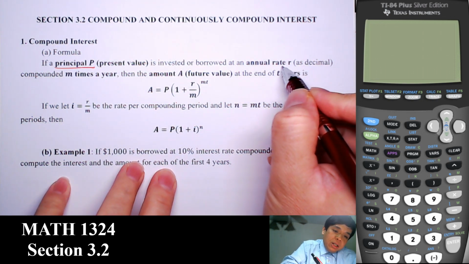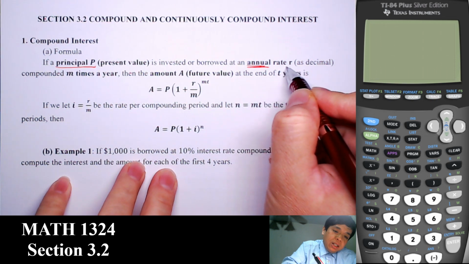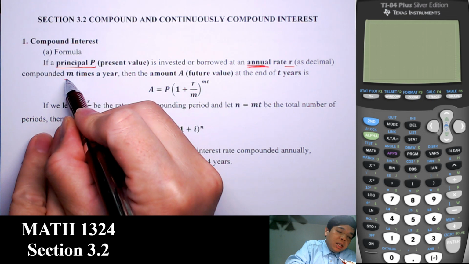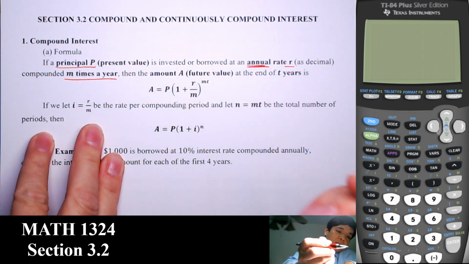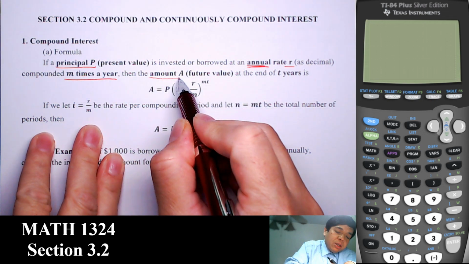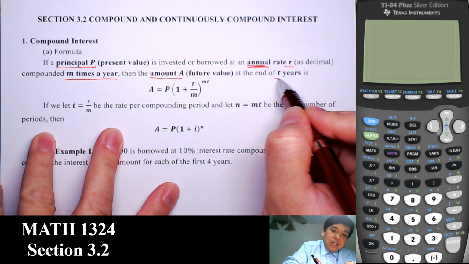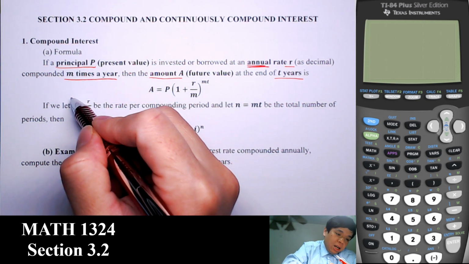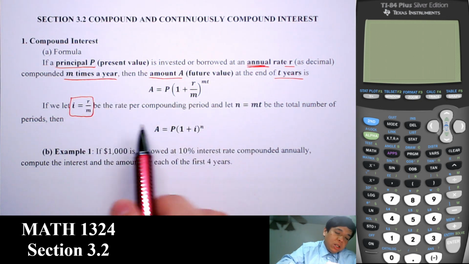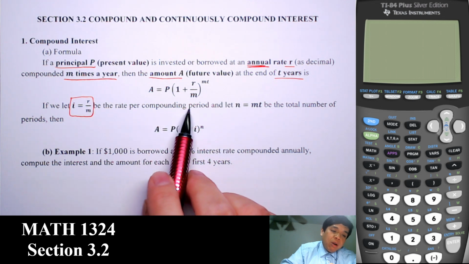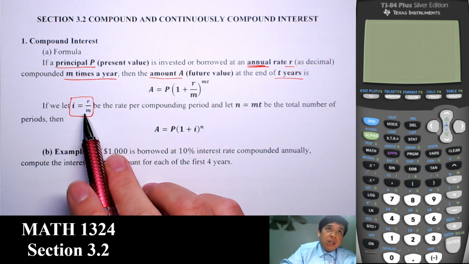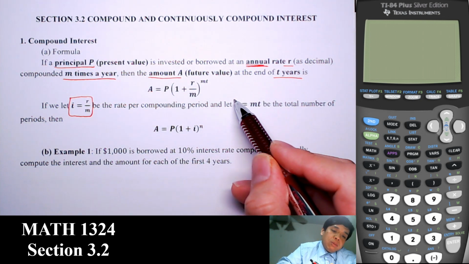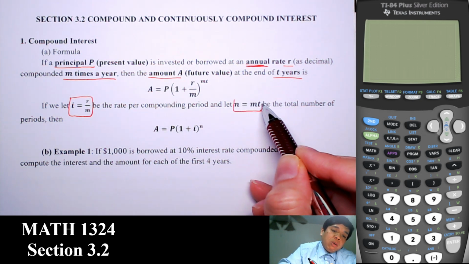And then the rate r, this is every year as a decimal, and it is compounded m times a year. And the future value or the amount A after t years, so t is the time in years. In that case, i is equal to r over m, which is the rate per compounding period. So let's say if it is monthly, that would be the rate for every month. And n is equal to mt, the number of compounding periods.